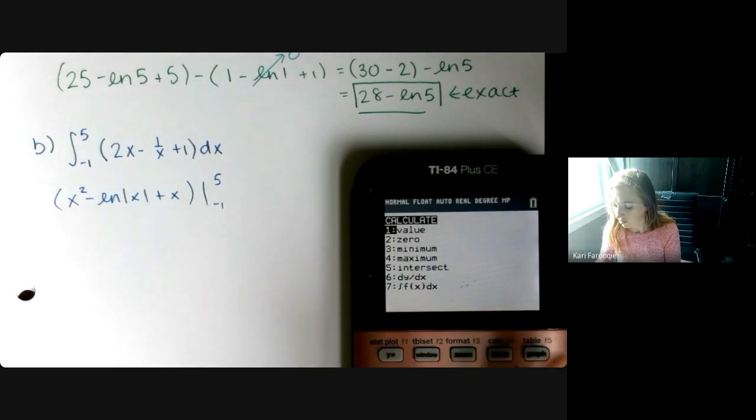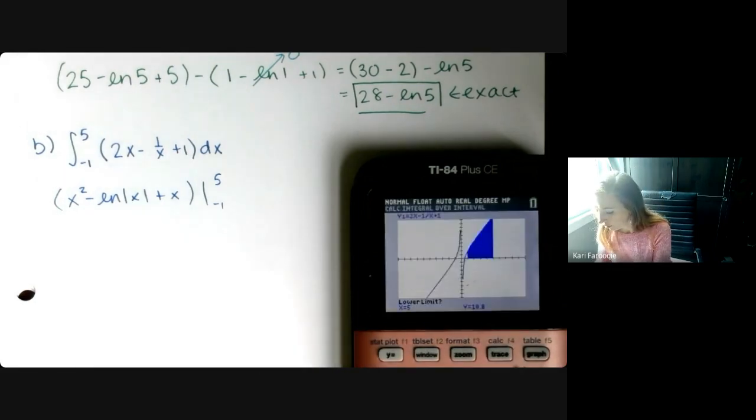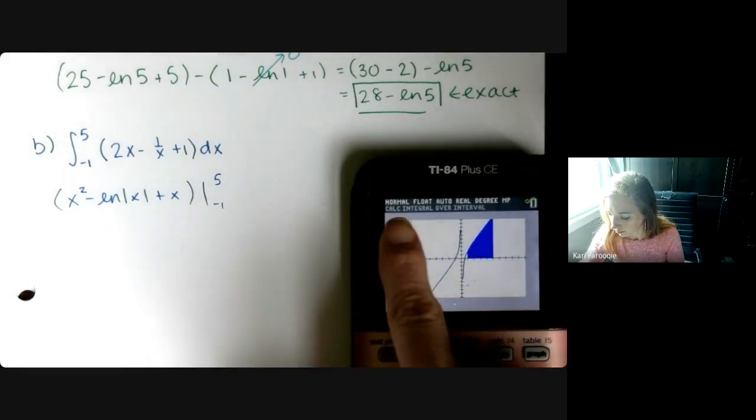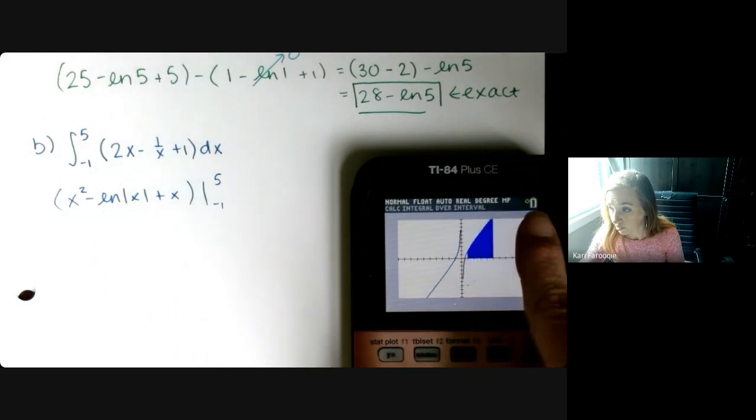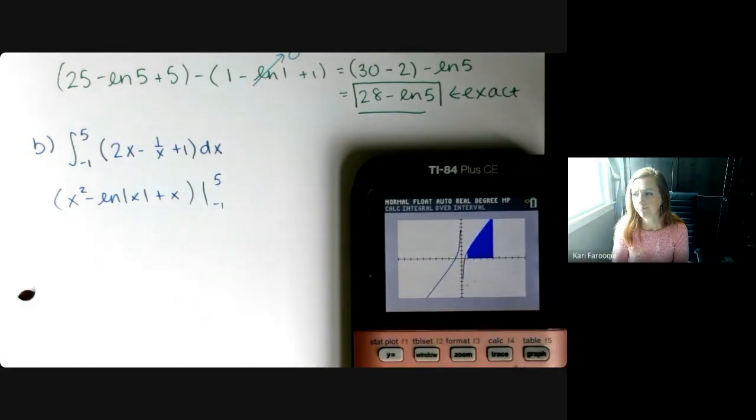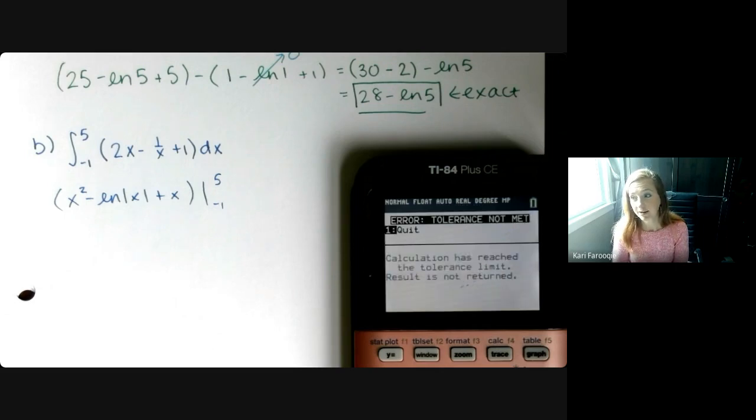What happens if I do the same thing from -1 to 5? See how my calculator is still thinking about it. Error. Tolerance not met. Calculation has reached the tolerance. Okay. That's because my calculator can't handle this. Do you know why? It's because the area is way too big for it to calculate.